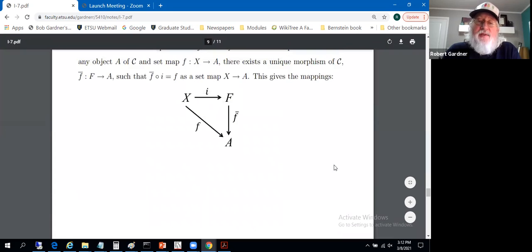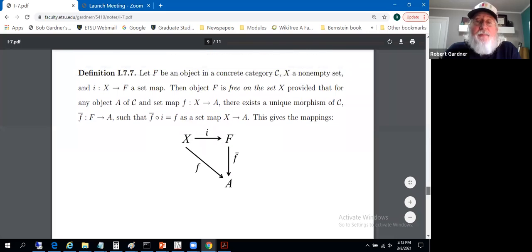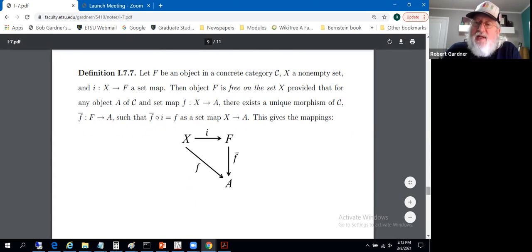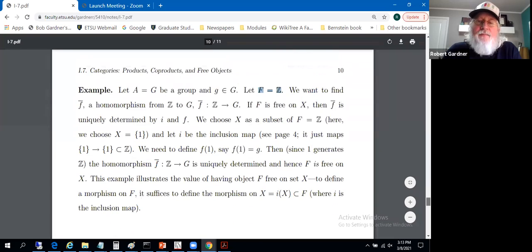So what we have is the integers here, and some group, capital G, down here, and we want to get this uniquely determined. If we have that F is a free group, if F is free on the set X, free groups will be the topic that we use this in. But if F is free on X, then given the i and the f, that uniquely determines this f bar. So we want to take advantage of that in this setting.